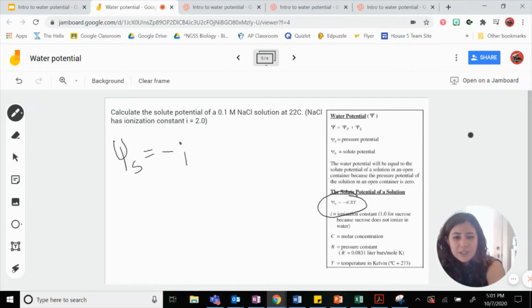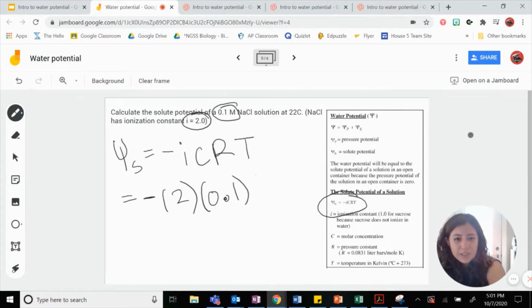So solute potential is negative ICRT. And in this case, I is equal to 2, right? So negative 2. What's C? It's the concentration, so that's 0.1. And then R, always the same number, always that constant. And then T, don't forget to do the temperature in Kelvin, not in Celsius, so 22 plus 273.